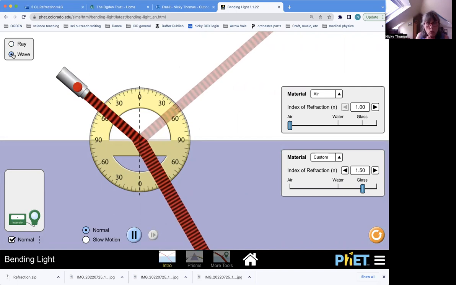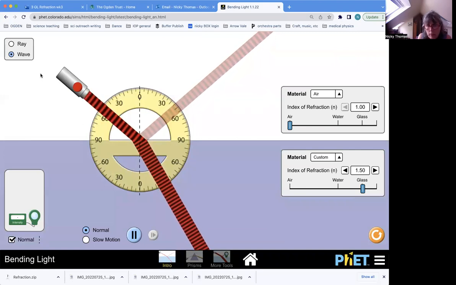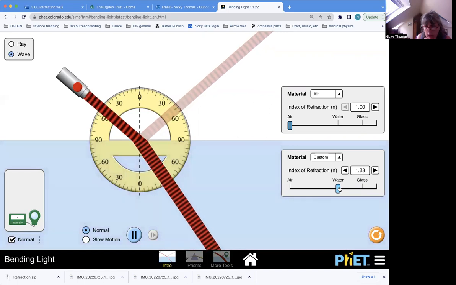If I use the wave simulation, you can see the wavelength, those wave fronts moving along. The wavelength is the same in the air for the reflected and the incident waves. But if you look inside the material, you can see that the wavelength is smaller because the light is traveling more slowly.